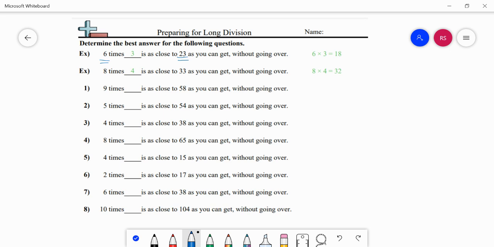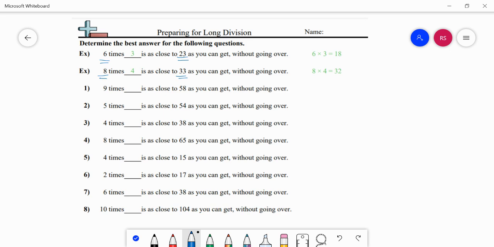So here's another example. 8 times 4 is as close to 33 as we can get without going over. Because if you think about it, 8 times 4 is 32. 8 times 5 is 40, which is too much, right? I'm trying to get as close as I can to 33 without going over.